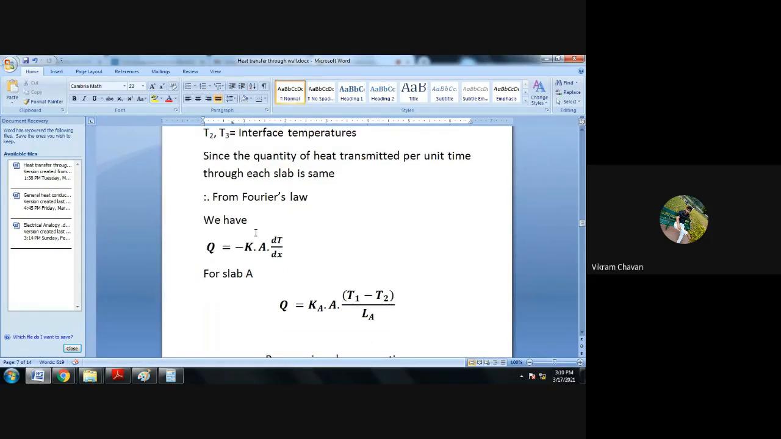For slab A, heat transfer will be given as Q is equal to K suffix A multiplied by area capital A multiplied by (T1 minus T2), whole divided by L suffix A.